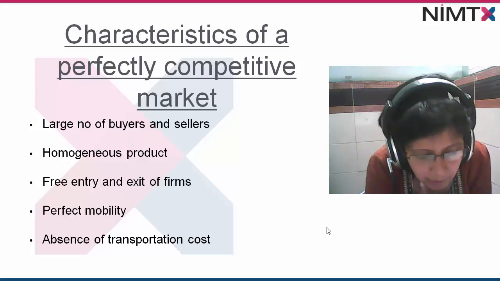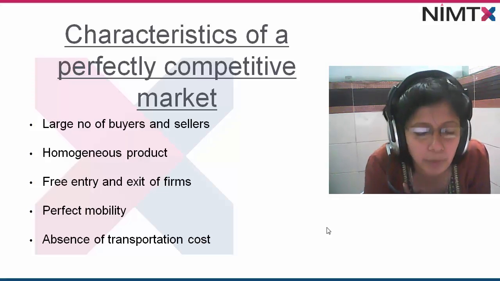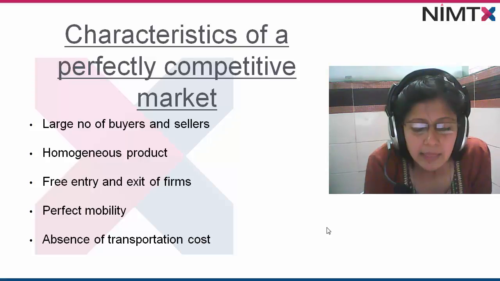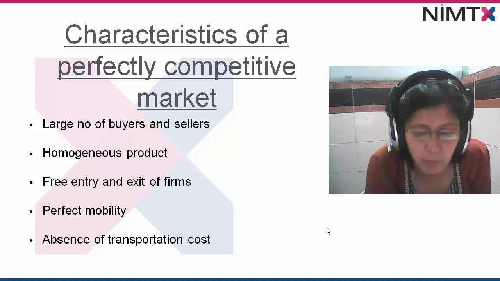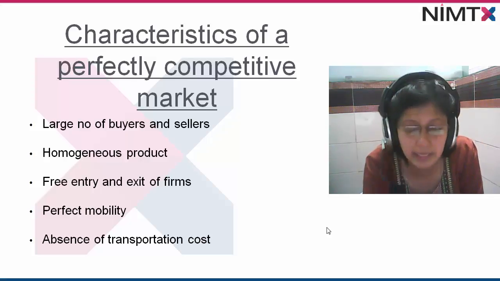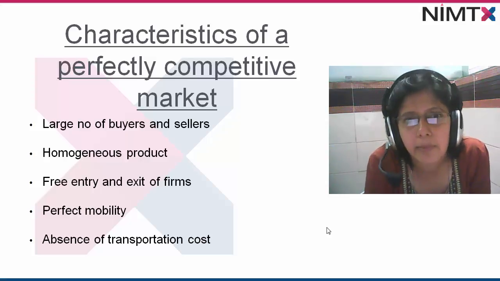Now the fourth one is perfect mobility. In perfect mobility, since the goods are assured to be mobile, they can be shifted from one market to another market. So the goods and services are perfectly mobile between firms.